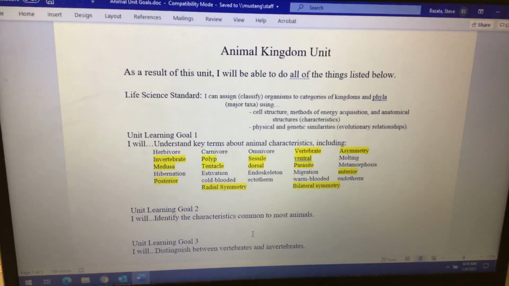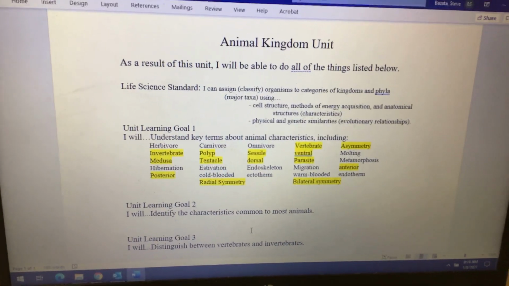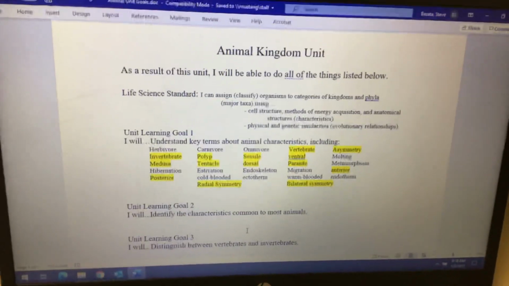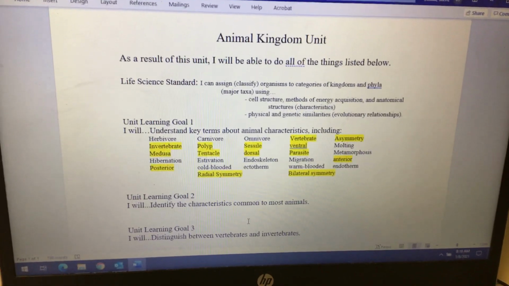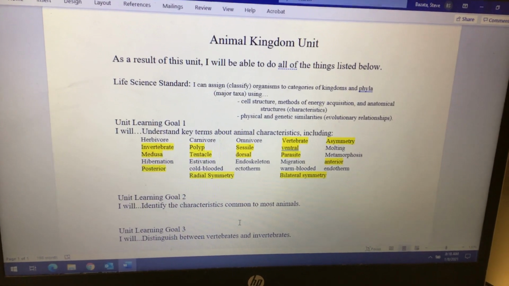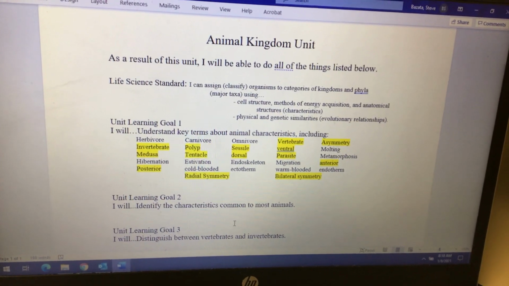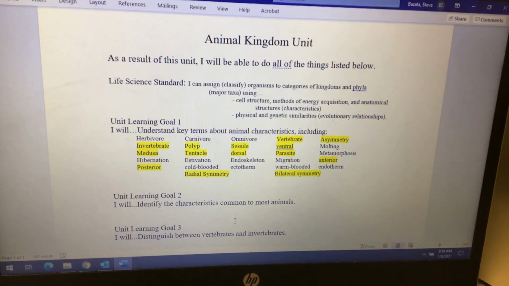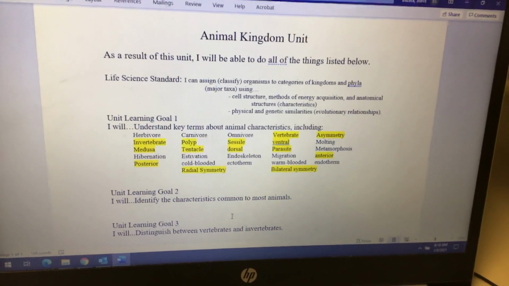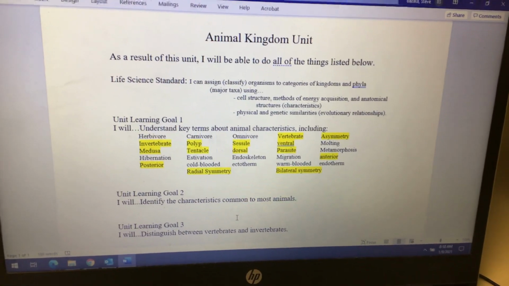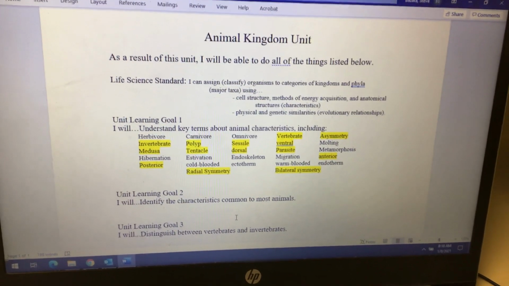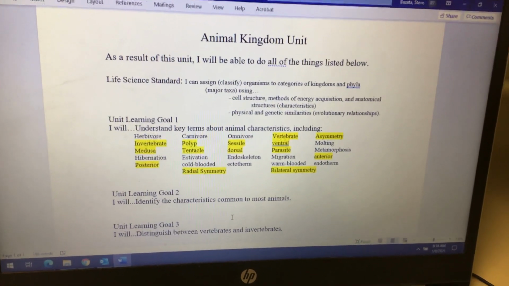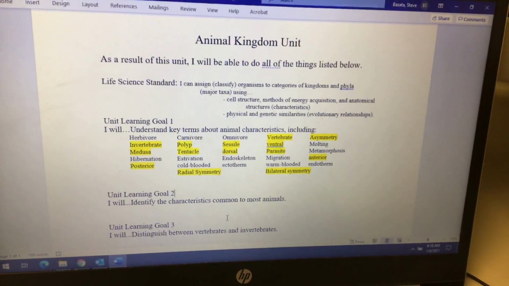Here are goals for this next chapter. What we're going to do is cover the animal kingdom, and we are going to start with very, very simple animals like sponges. And we're going to work our way up to humans and human anatomy. Okay? So instead of this being a chapter, what we're going to do is break it up a little bit.